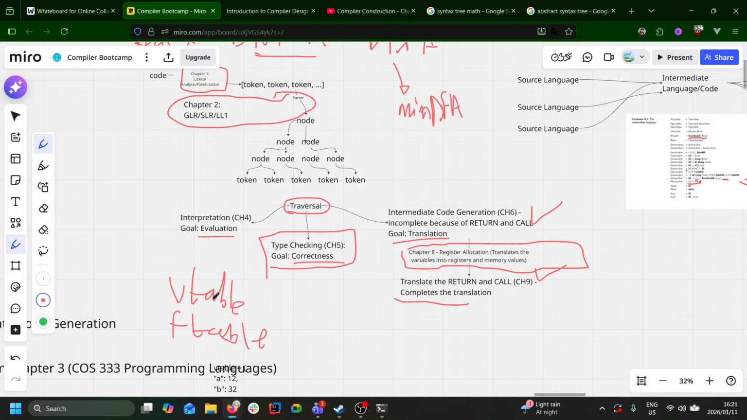So, like interpretation, the F table might have an actual function that might do something, or at least the function names. And vtable defines the variable values, and the correctness checks what the types of the variables are and the return types of the functions are, and the translation.